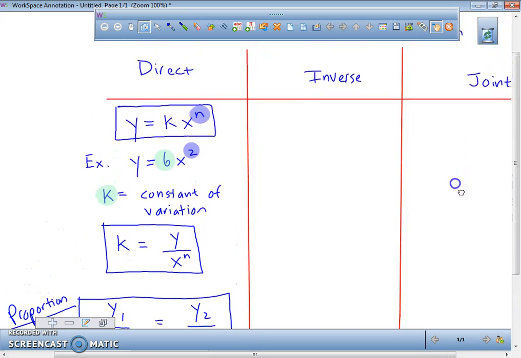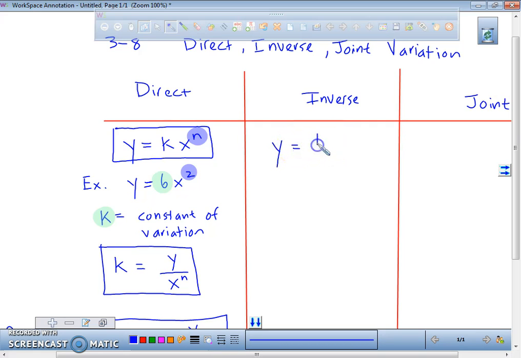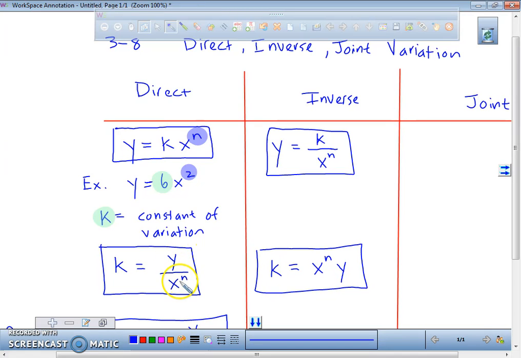The next thing we're going to talk about is this thing called inverse variation. Okay? An inverse variation, y is inversely related to x. We're going to say y is going to equal k, your constant of variation, divided by x to the power of n. So I want you guys to look at the difference between direct variation and inverse variation. Our k value is going to equal your x value to the power of n times your y value. So this time, your constant's not y divided by x to the power of n, it's actually x to the power of n times y.